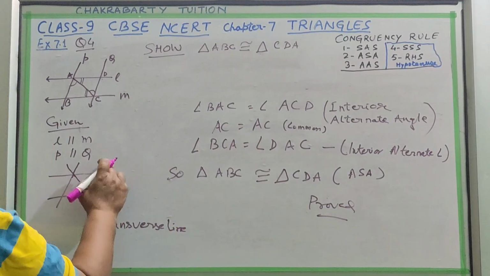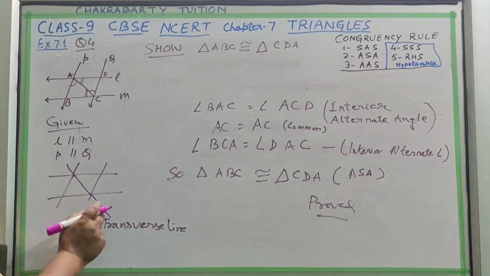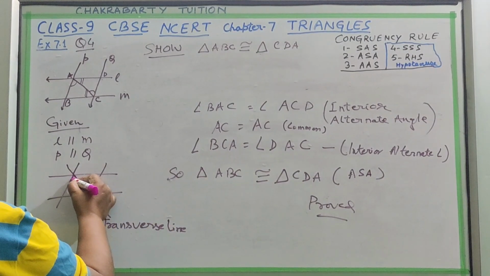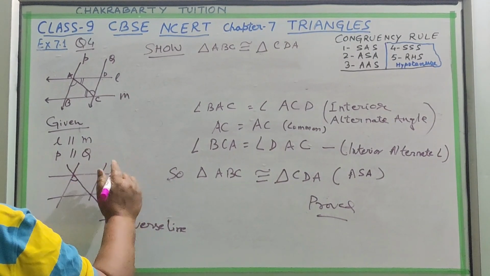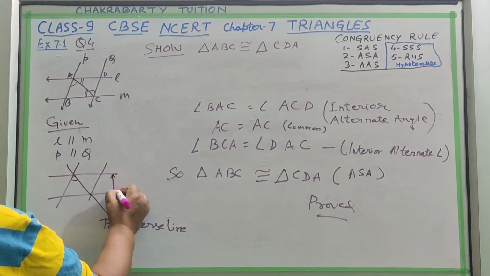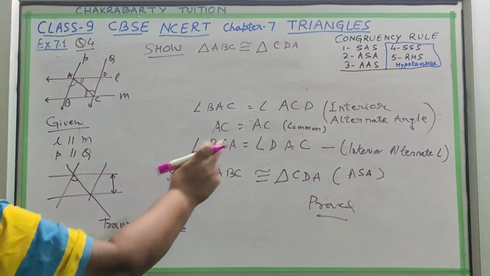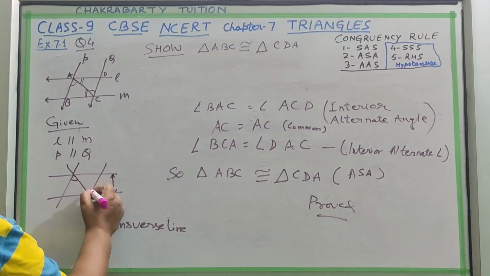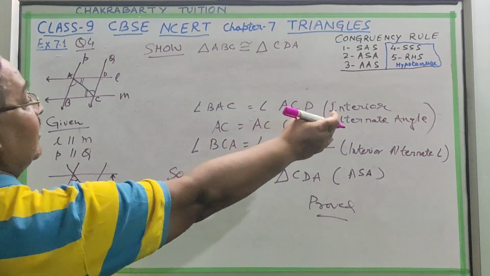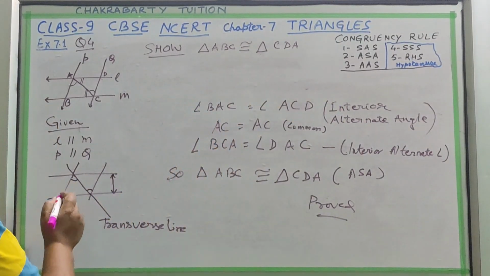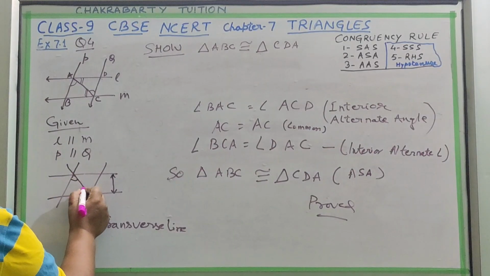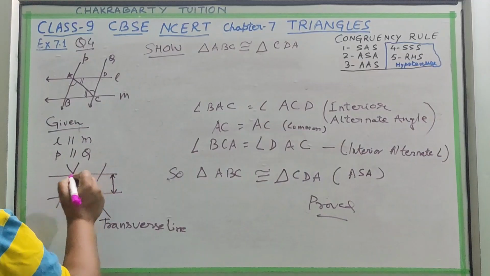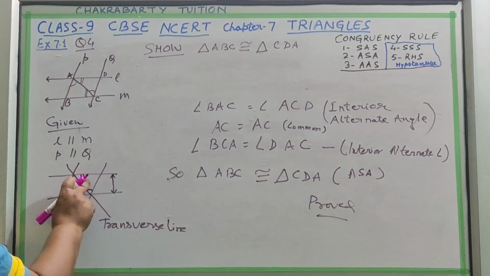So if parallel lines are cut by any transverse line, what happens? Interior means whatever is in between the parallel lines, and alternate means this side and this side. Alternate angles are always equal. It is given. And likewise here also, this is also interior, and its opposite is this one. Alternate opposite, its opposite is this one.